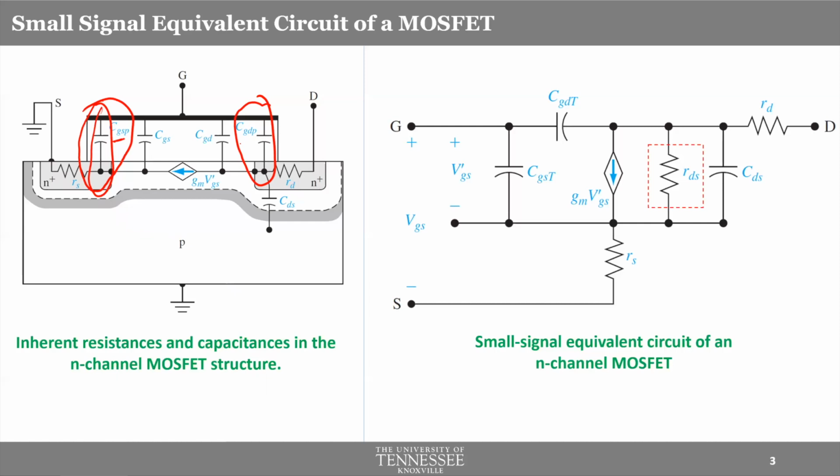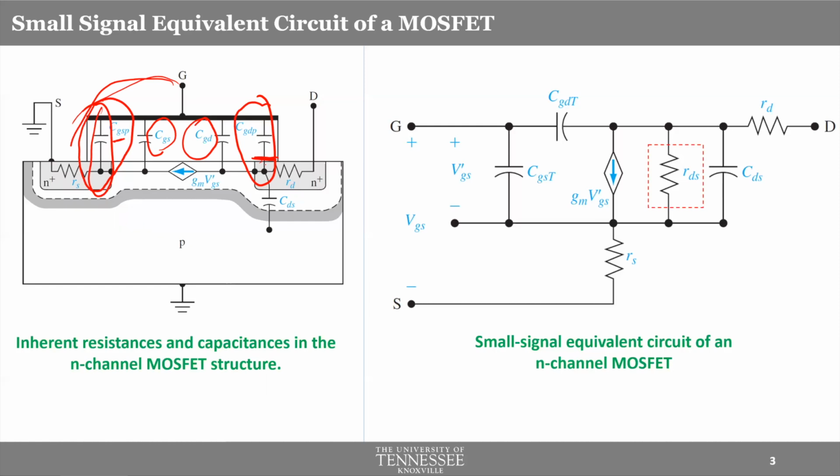And then there will be some fringing field driven interaction between the gate and the source, some fringing electric field. And those are represented using CGS and CGD. These are not parasitic. These are not a result of a physical overlap. This is a result of interaction between the gate and drain using fringing electric fields.